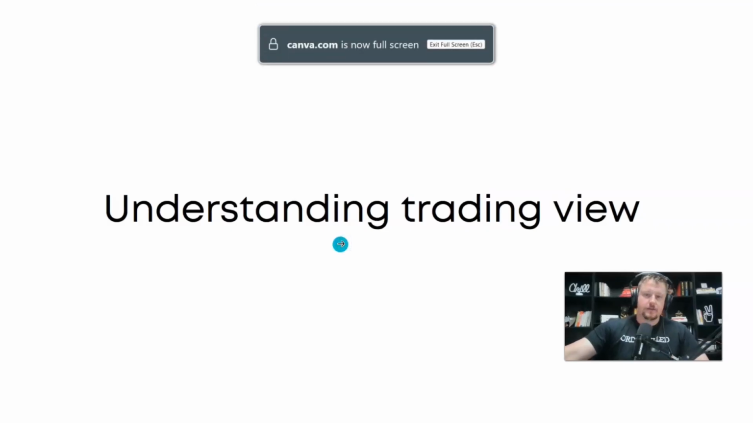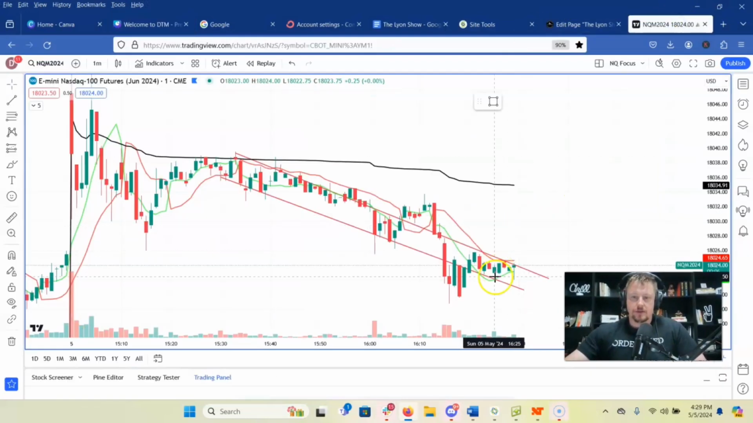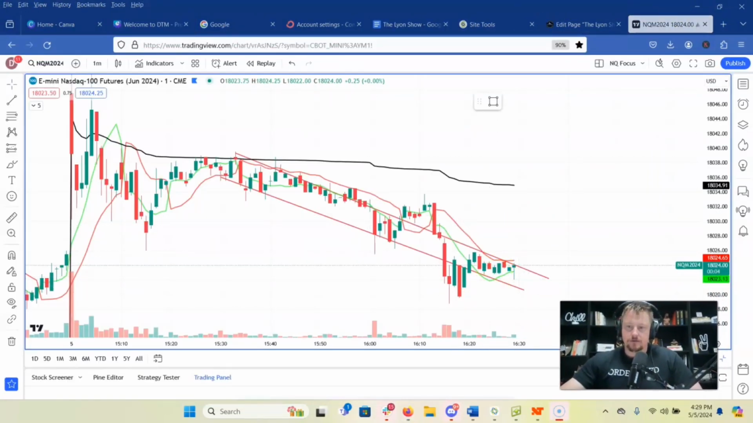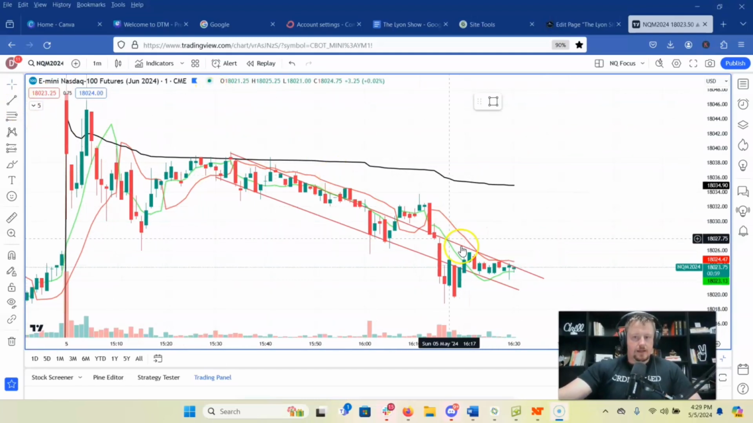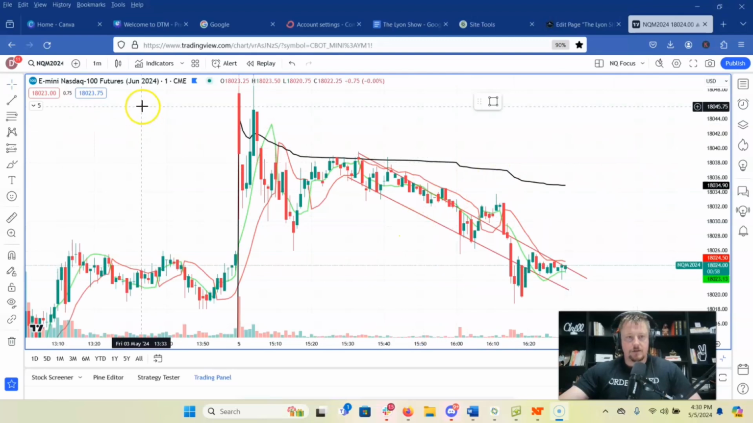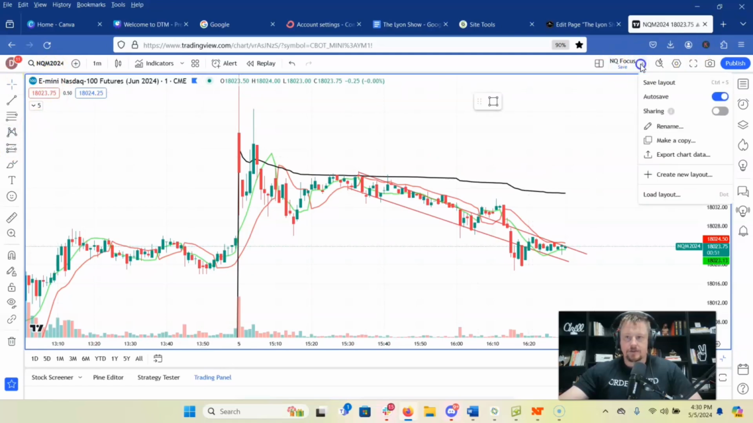So the first thing I want to talk about is just understanding TradingView. TradingView is the platform that I use to monitor futures, basically. There are a lot of things you can do in here. You can change the color. You can change the ticker. Usually what I do is I have a couple different setups.